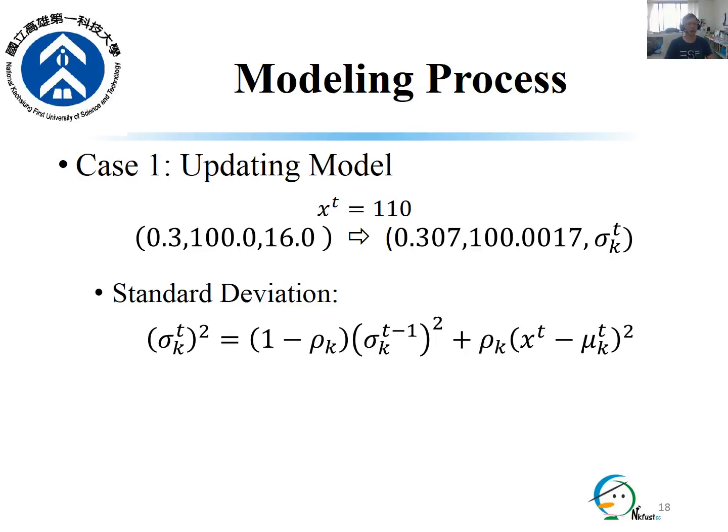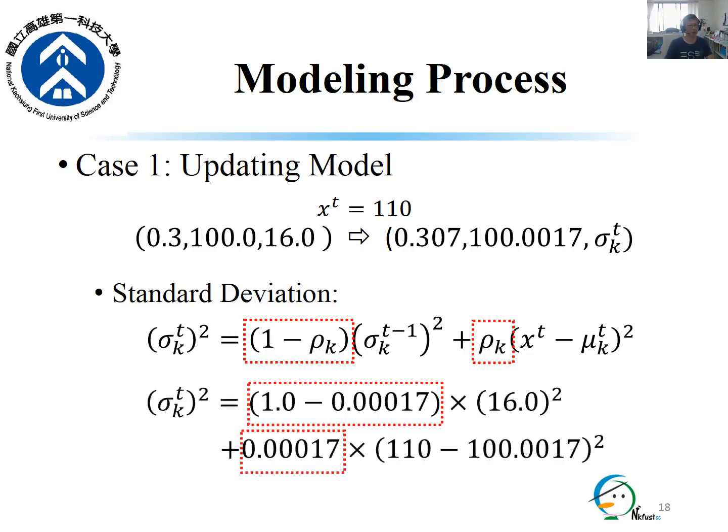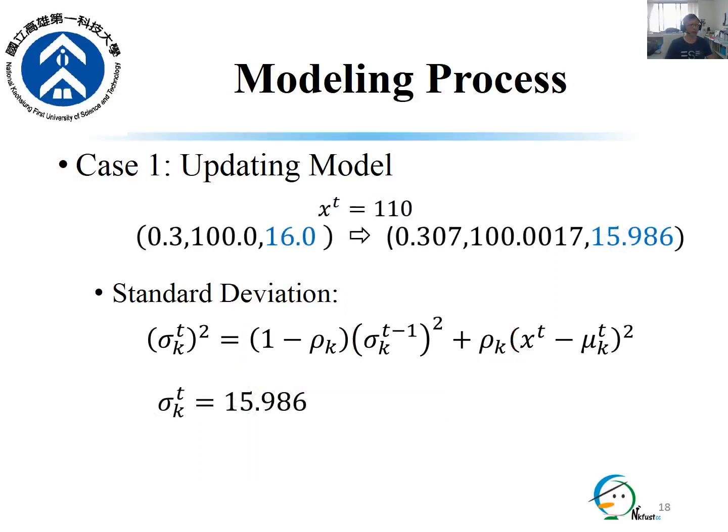Similarly, we update the standard deviation as the weighted summation of the variance at the previous time and the variance estimated by using xt. In this example, it is updated using this equation. Accordingly, the standard deviation will be updated to 15.986.